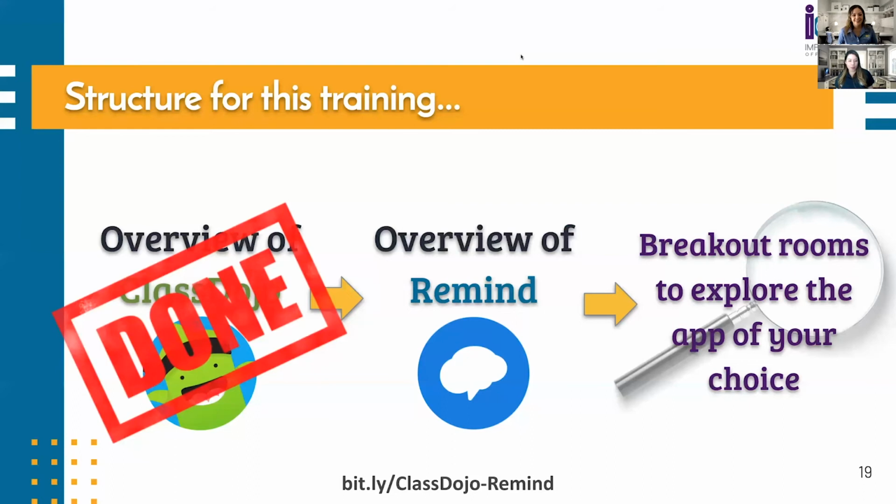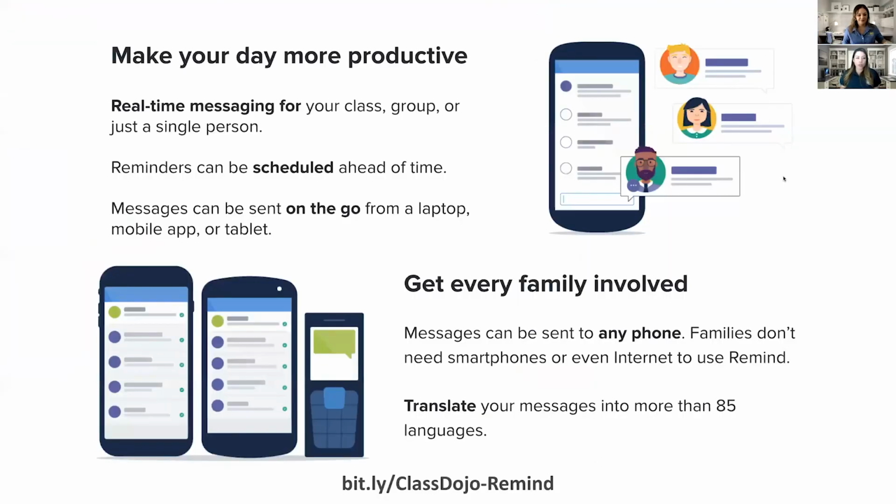All right, let's learn about what the difference is between Class Dojo and Remind. What does Remind have to offer us? So as we look at the Remind app, it's similar to Class Dojo in that you have real-time messaging. You can message an entire class, you can message just a group of people, or you can message just a single person. A nice thing about Remind is that you can schedule those reminders ahead of time. So if on Monday you want to take out a little bit of your time and schedule all homework reminders for the entire week so that you don't have to go in every day to do that, you can.